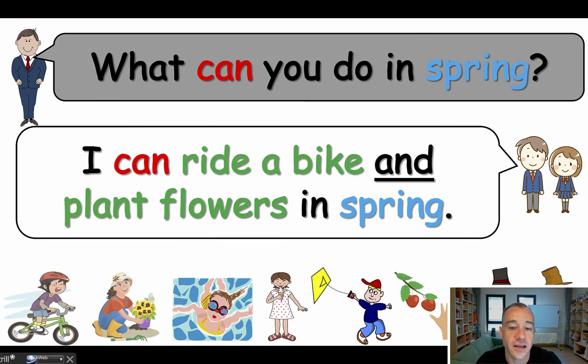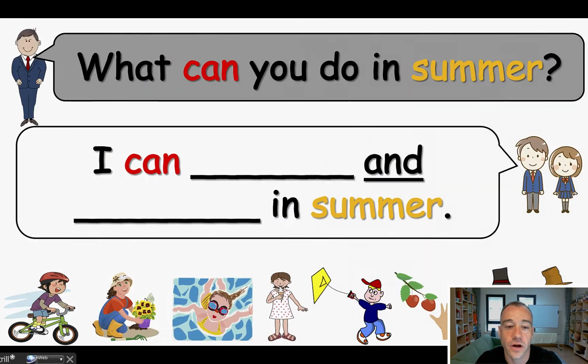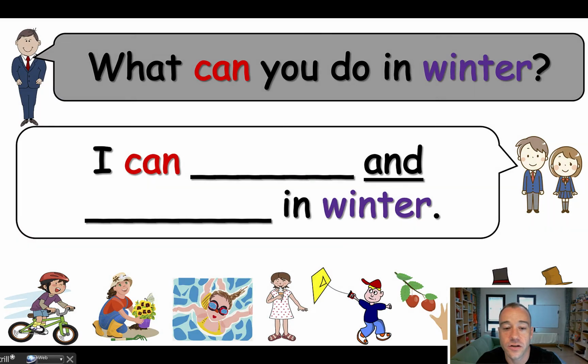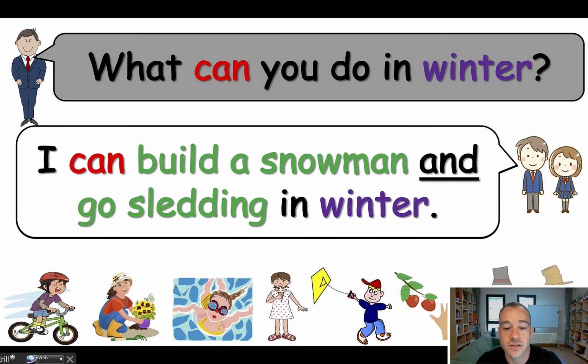What can you do in spring? I can ride a bike and plant flowers in spring. What can you do in summer? I can go swimming and eat ice cream in summer. And what can you do in winter? I can build a snowman and go sledding in winter.